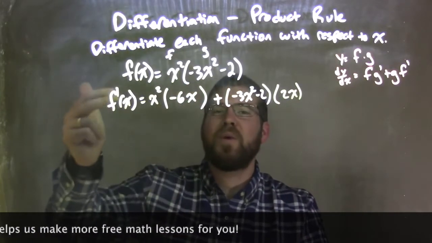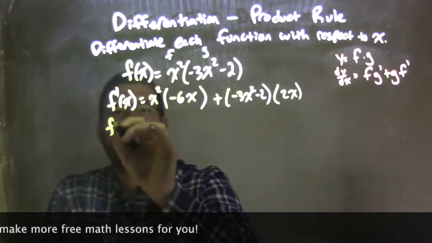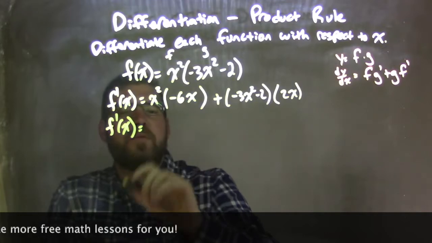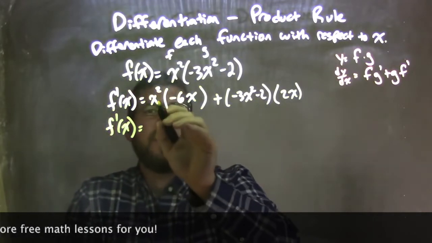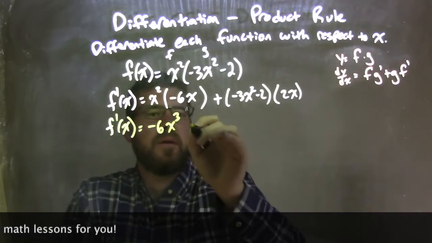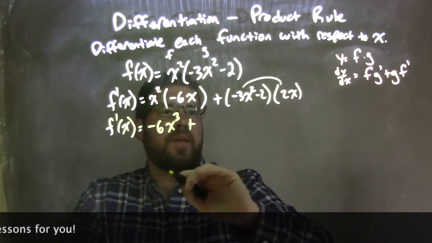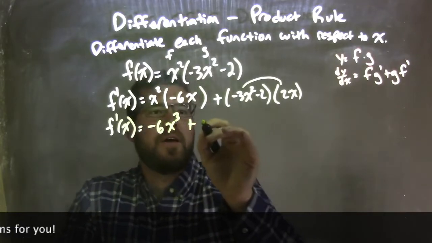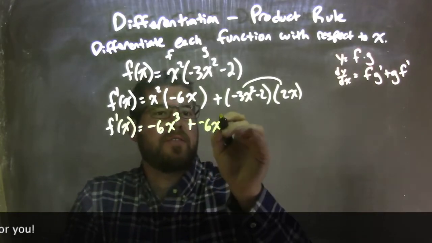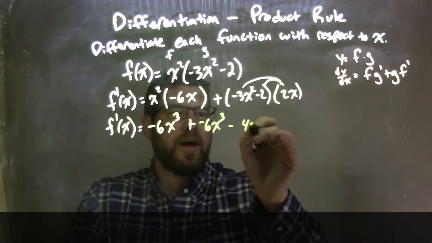Now at this point, we've taken the derivative. So now we need to simplify. So we have f prime of x here. Let's simplify that. Well, x squared times negative 6x is a negative 6x to the third, plus distribute this 2x across. 2x times negative 3x squared is negative 6x to the third. 2 times negative 2 is a negative 4x.